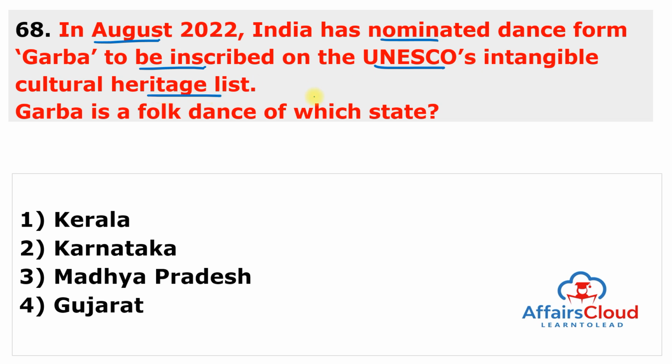Intangible Cultural Heritage List. Garba is a folk dance of which state? So, Garba is a Gujarati folk dance and is performed during the Navratris, and it is a 9-night festival in Gujarat. So, the answer of this question is Gujarat, option 4.